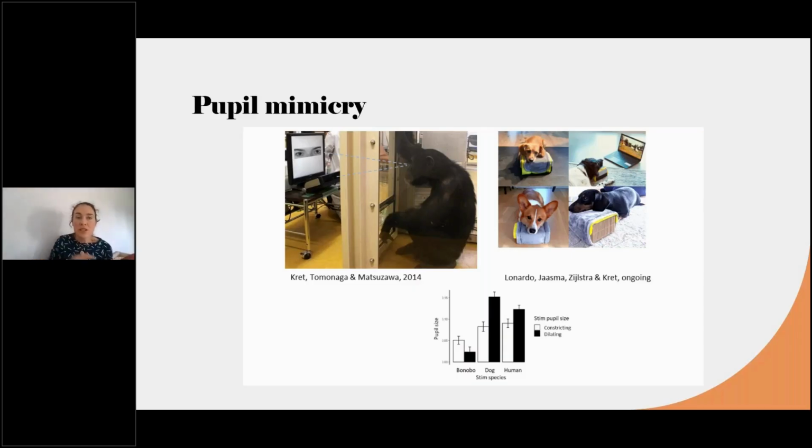And what we did with the eyes on the screen is we manipulated the pupil size. So we let the pupil size grow bigger, dilate, or constrict. And then with the Tobii, we measured whether the pupil size of the participants followed that. And we did find that pupil mimicry happens, and also that it was especially strong within species, humans watching humans, chimps watching chimps.